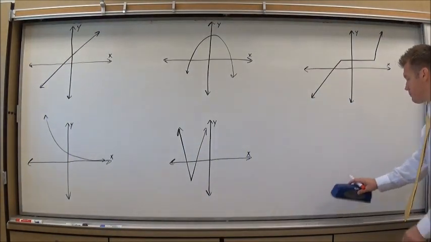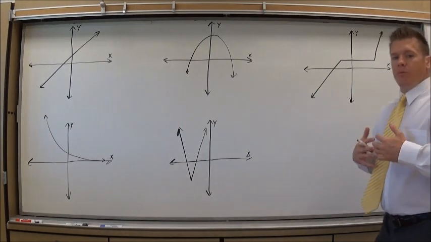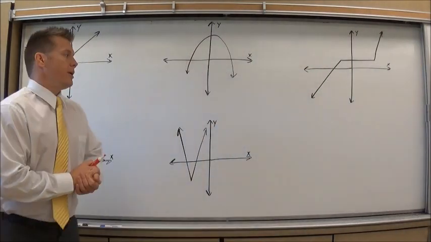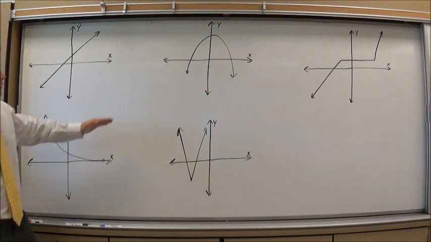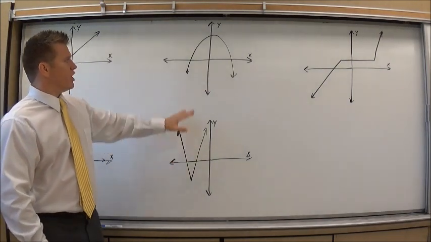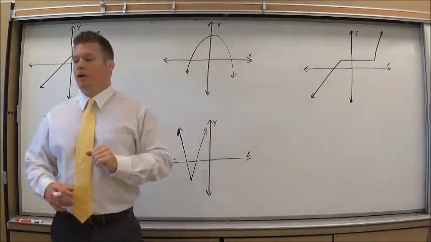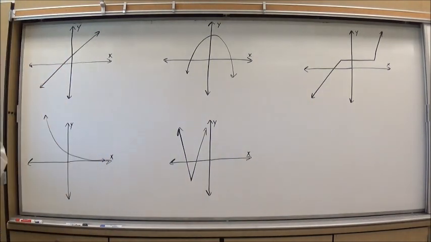Okay, so now that we've added those concepts to what we already know about graphs and how we describe them, let's come up with a more formal definition of each of these types of shapes. So we talked about straight lines, curves, V-shapes, U-shapes, etc. We want to give them now a formal name.